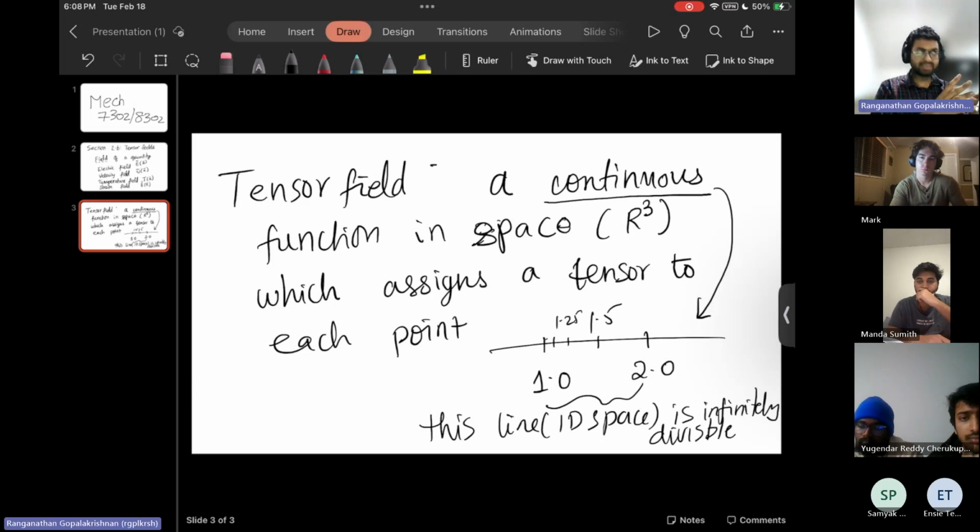Now, is that realistic? To say that space is infinitely divisible and you can keep dividing it more and more until you reach some lower limit, what might that lower limit be?